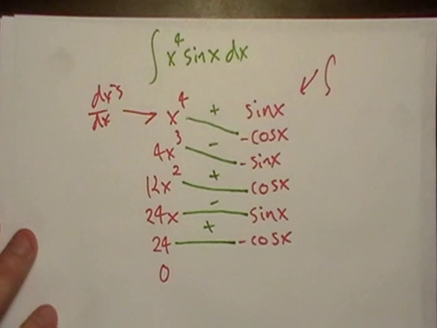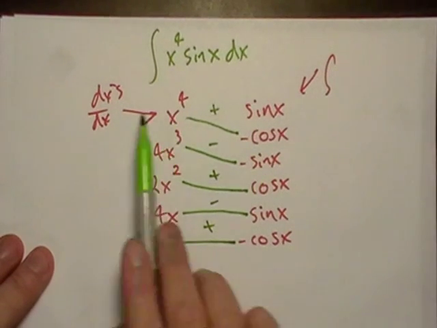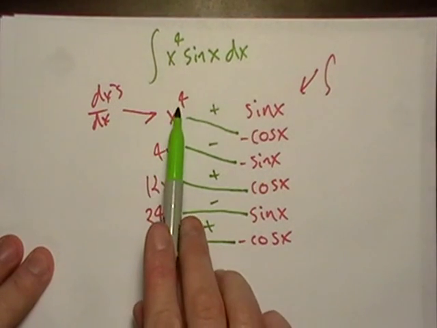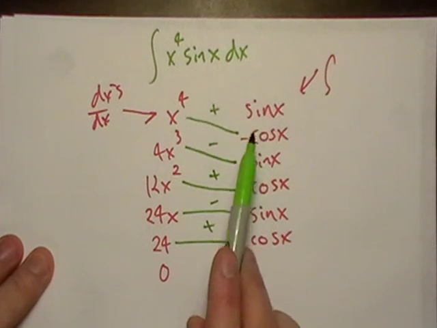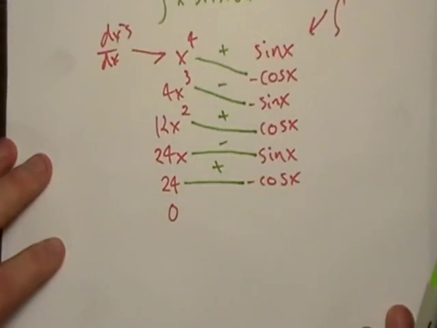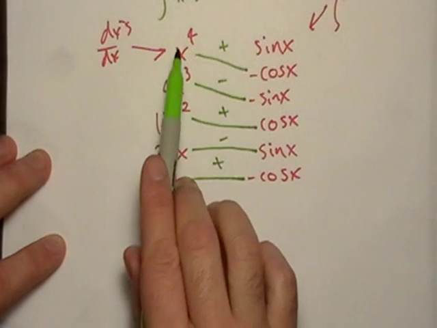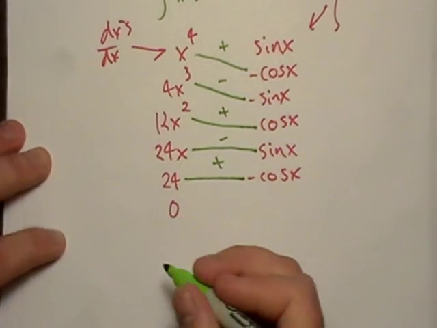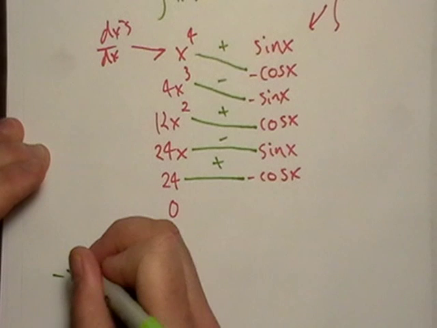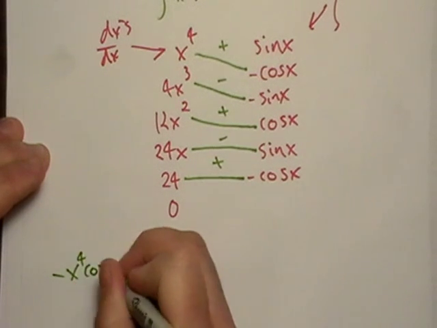Now the next thing we're going to do is multiply this thing by this thing, but we're going to do it in a special way, and I want you to watch me do it. The first thing is negative x to the fourth cosine. So that is negative x to the fourth cosine x.